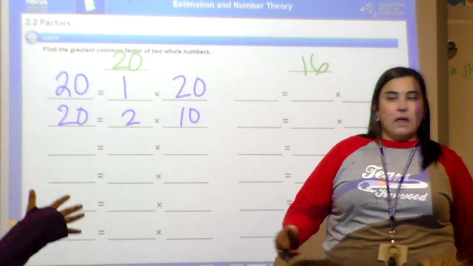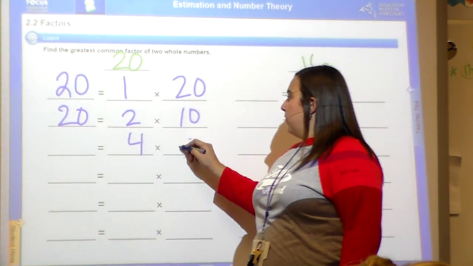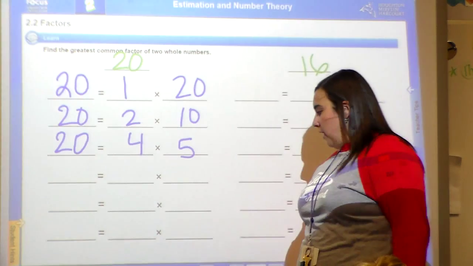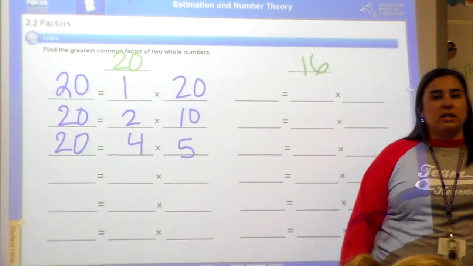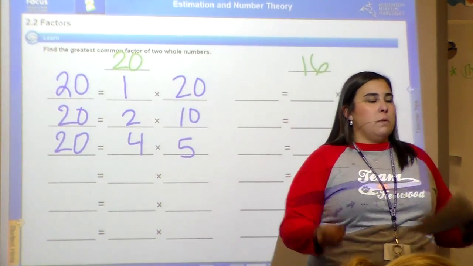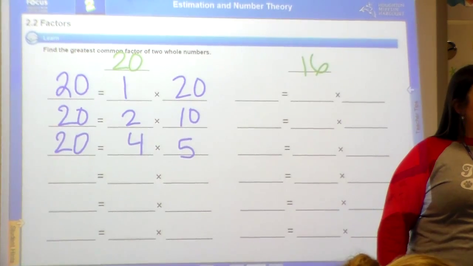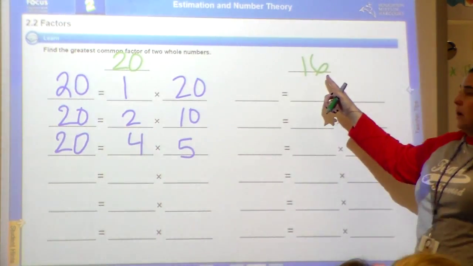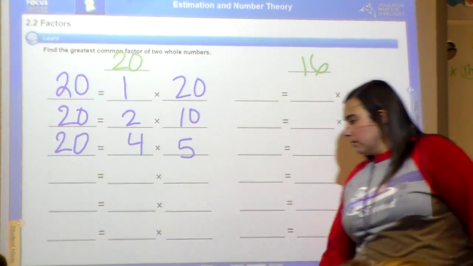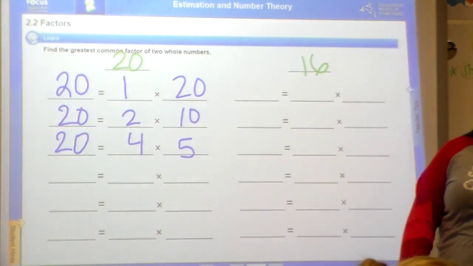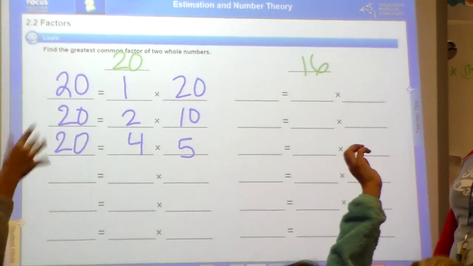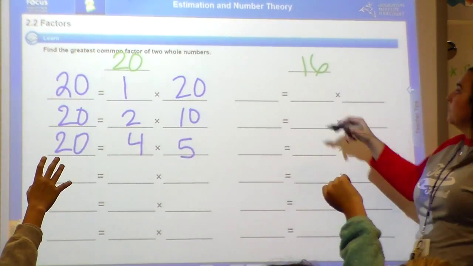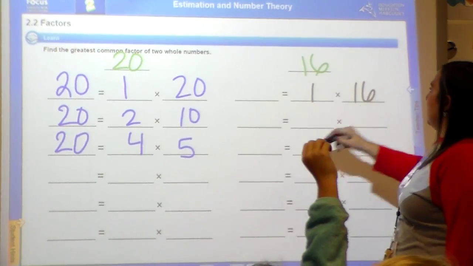Sophia? 4 times 5. Okay? That will also equal 20. Are there any other ways to find 20? What other factors will make a product of 20? Anything? No. Good. So the next one is 16. We need to know what factors will make products of 16. Easy one is what, Jeremiah? 1 times 16.